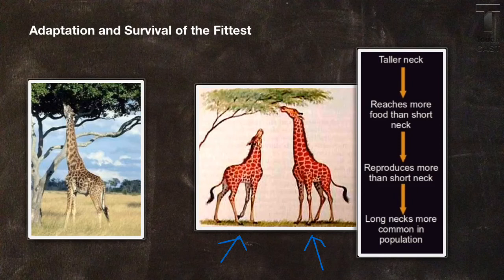We call this survival of the fittest, and that means that those organisms that are best adapted are going to survive and pass on their traits to their offspring.